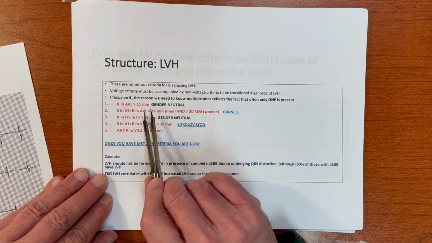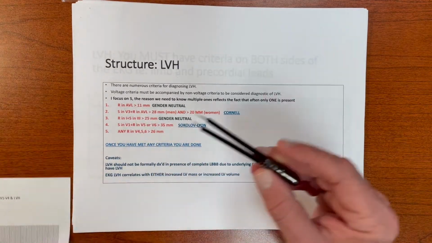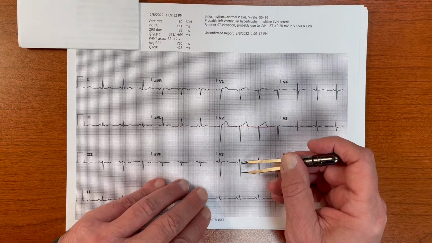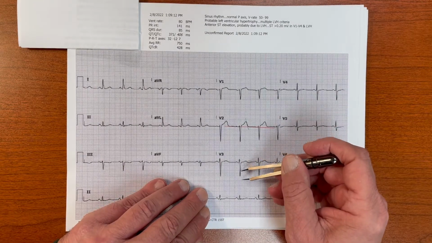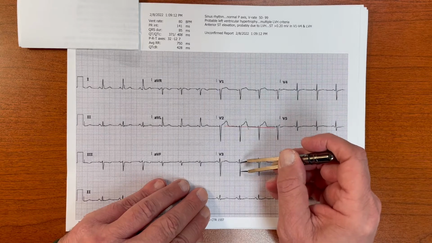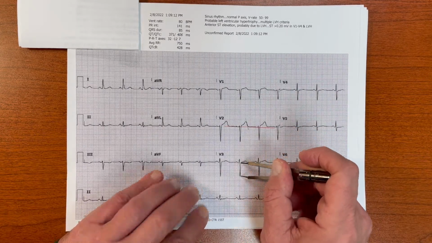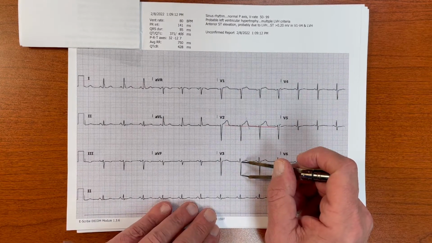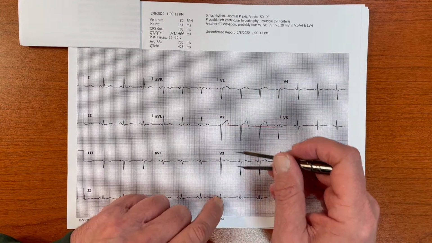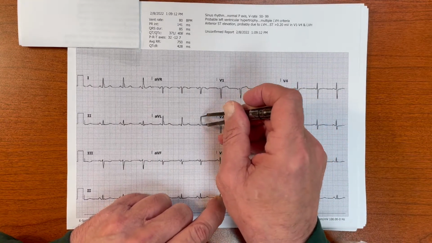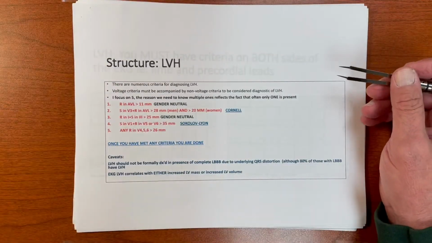I'm going to take AVL, which I've already measured, and I'm going to add it to the S wave in V3. The S wave is the negative component after the R wave. So I go to the baseline, I measure it where it comes up to the ST segment, take my calipers and measure it. I take that number of small boxes that I count, and I add them to the number of small boxes that the R wave was tall in AVL.